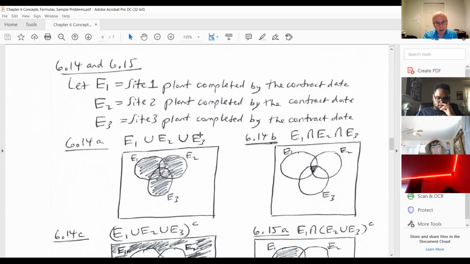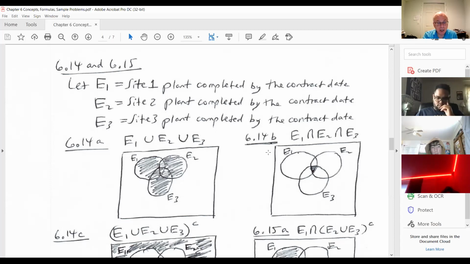What does that mean, at least one? It means either the first one, either E1 or E2 or E3, or maybe E1 and E2 only, or E2 and E3 only, or all three of them. In other words, everything inside these three circles. Now notice I intersect all three circles together, because that's the way they did it in the book. So this is really the union of these three. When we say at least one plant, we're really talking about the union of these events.